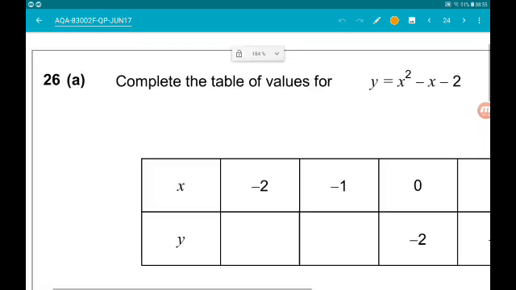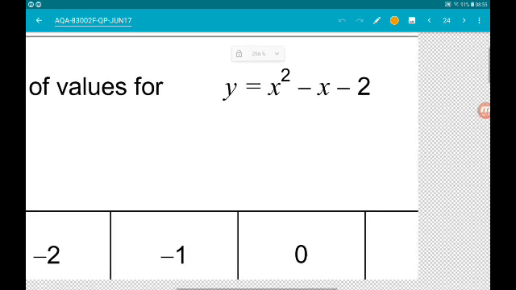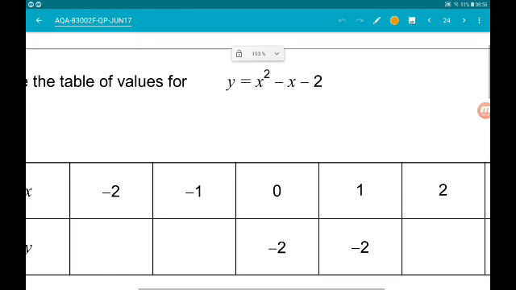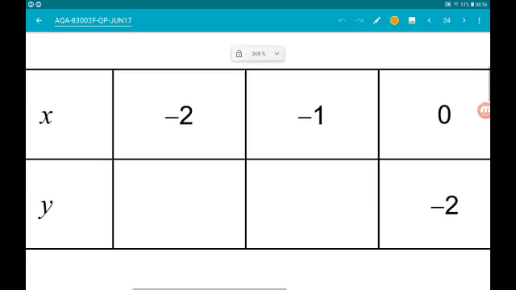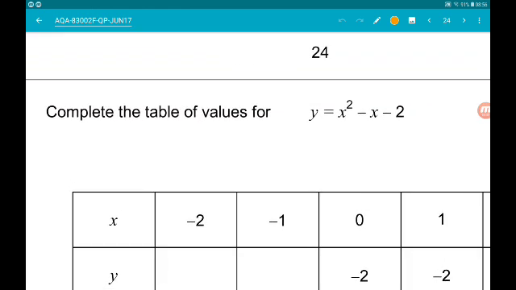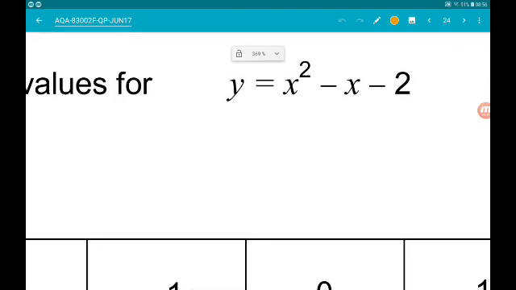Okay, question 26a wants us to complete a table of values for y is x squared minus x minus 2. Okay, so the first one we're doing is x is minus 2. Now, if you are using your calculator to do this, you need to be really careful with negatives. So, you would need to put in y is equal to brackets minus 2 with a square on the outside.